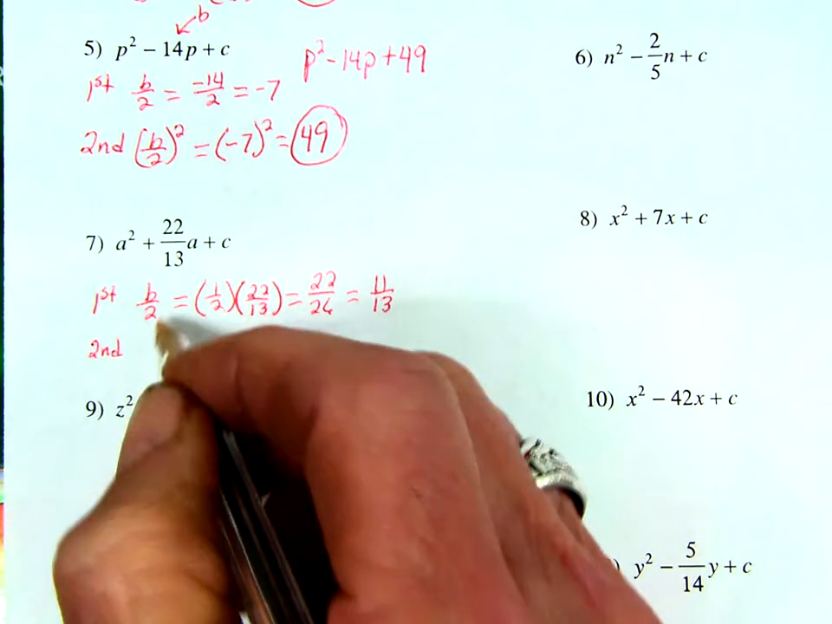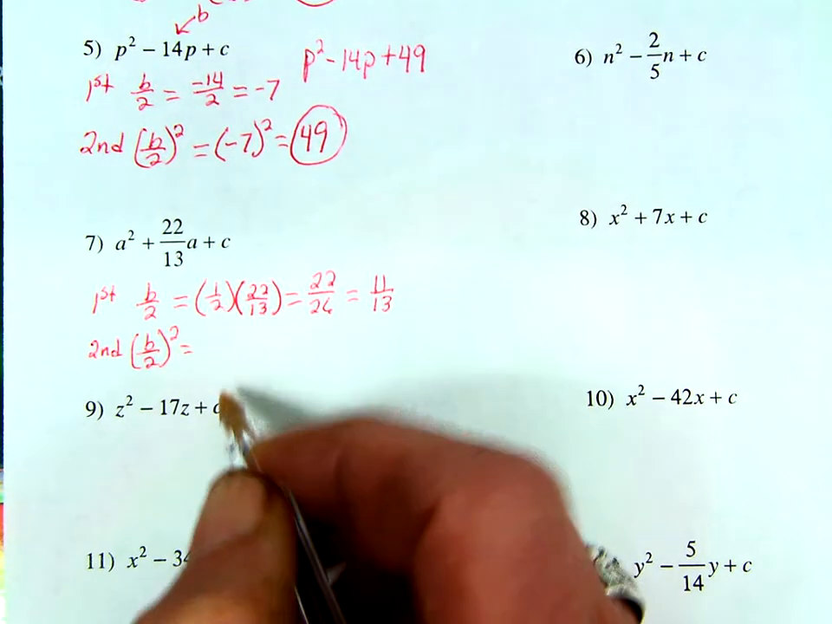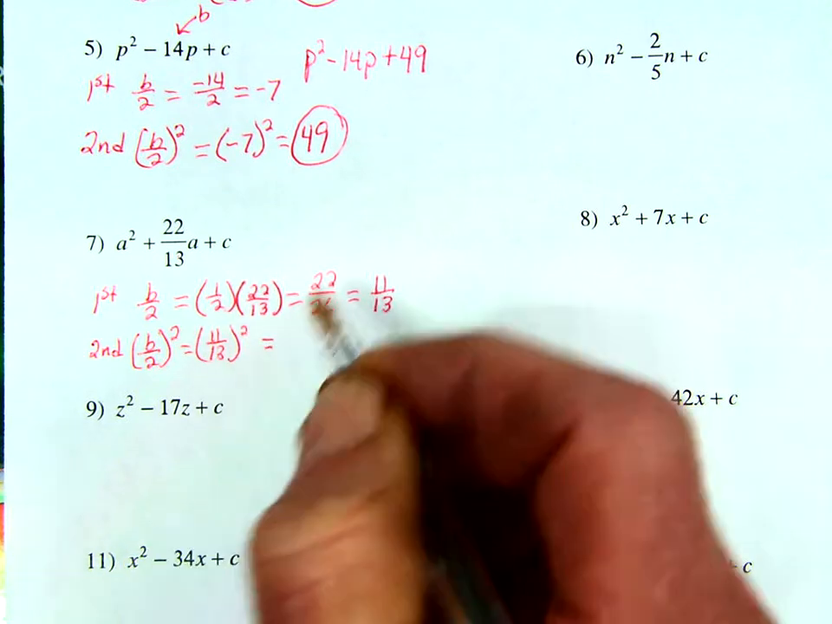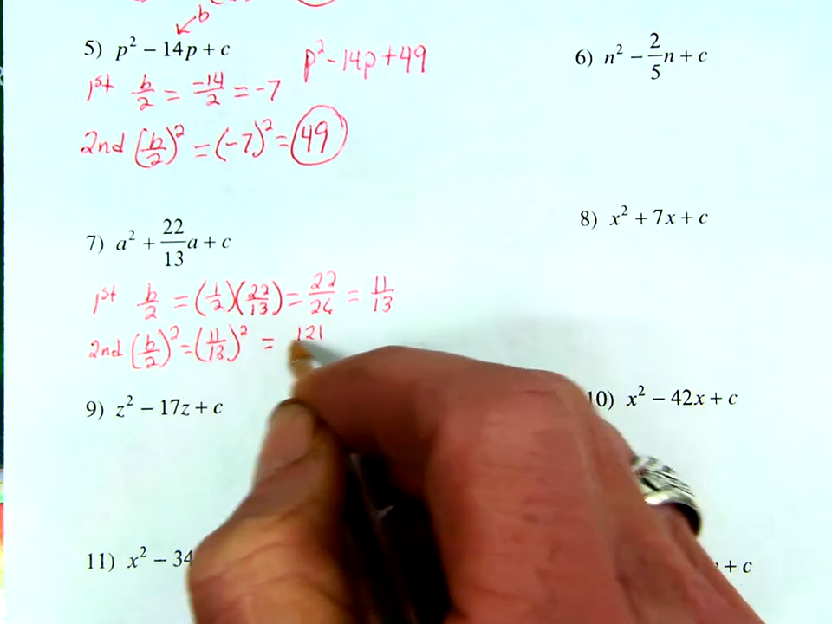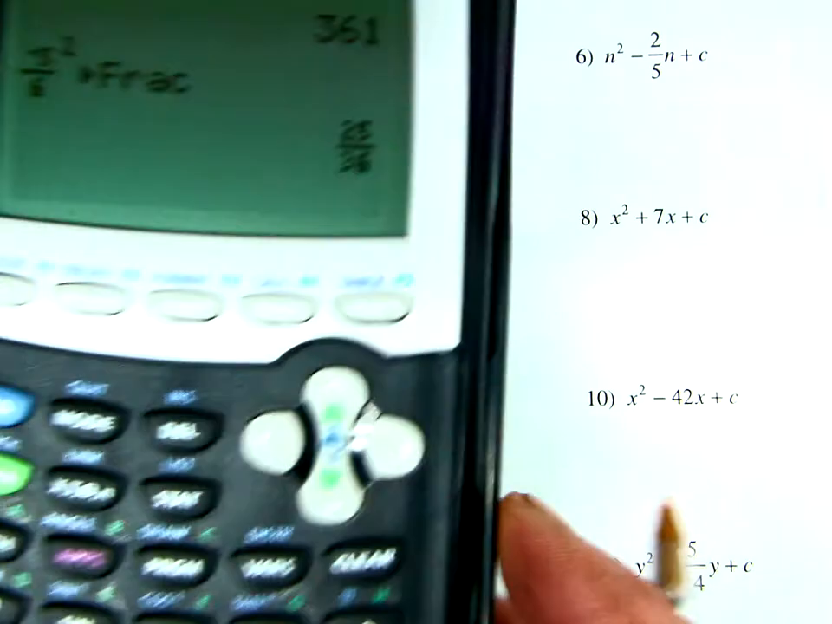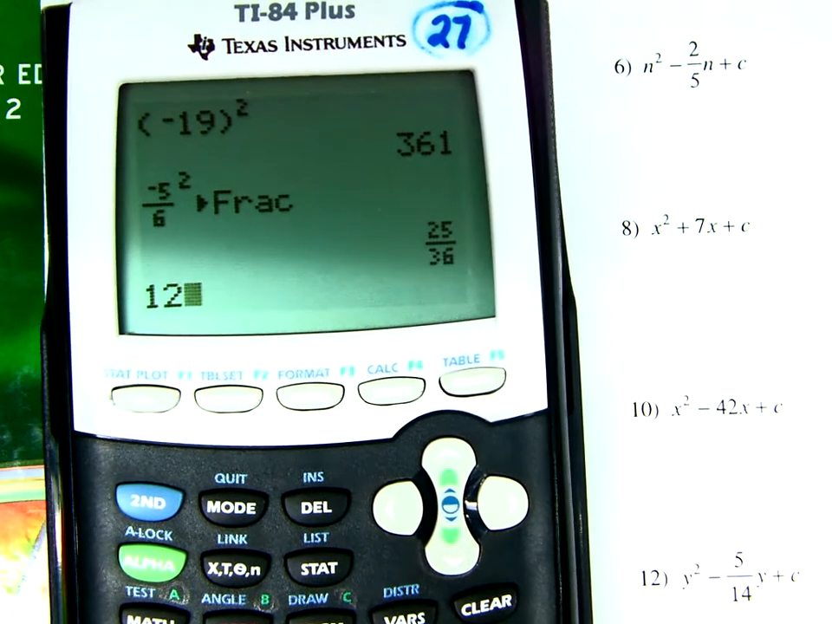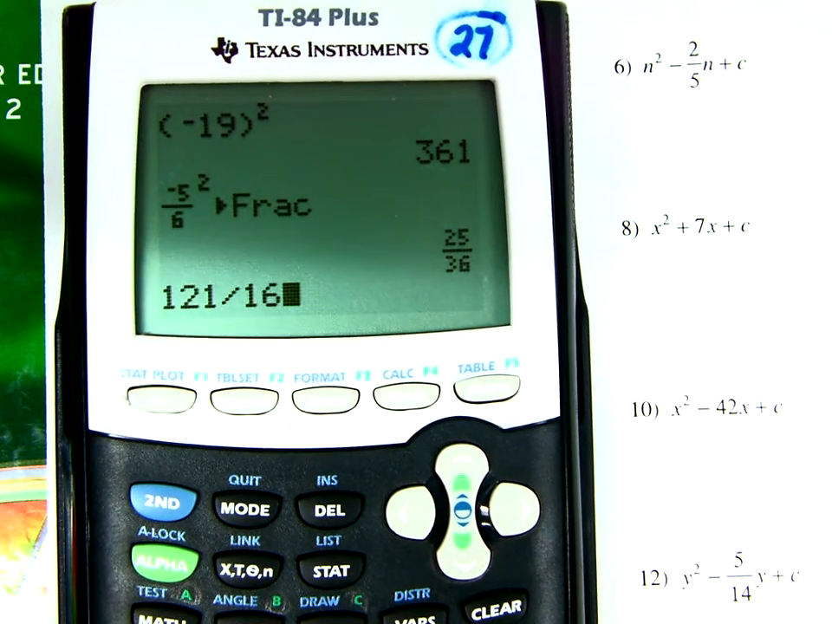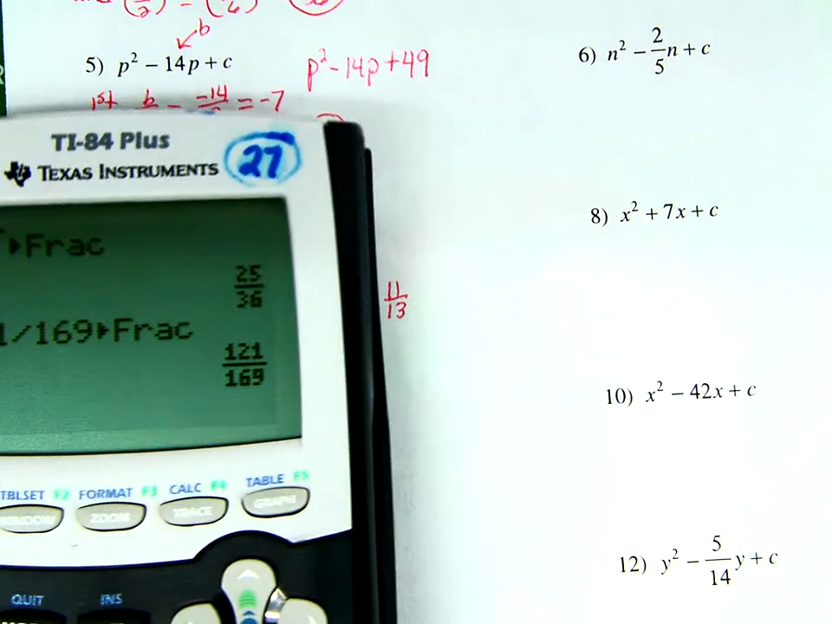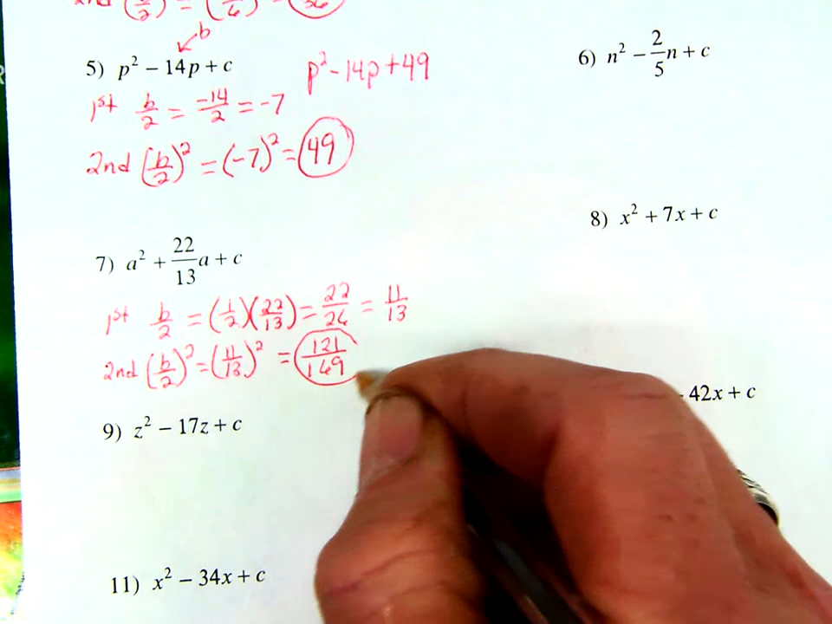Second step: b over 2 squared, and that's going to equal 11 over 13 squared, which equals 121 over 169. Let's see if that reduces. 121 divided by 169. Math, enter, enter. And it does not reduce. That's the answer.